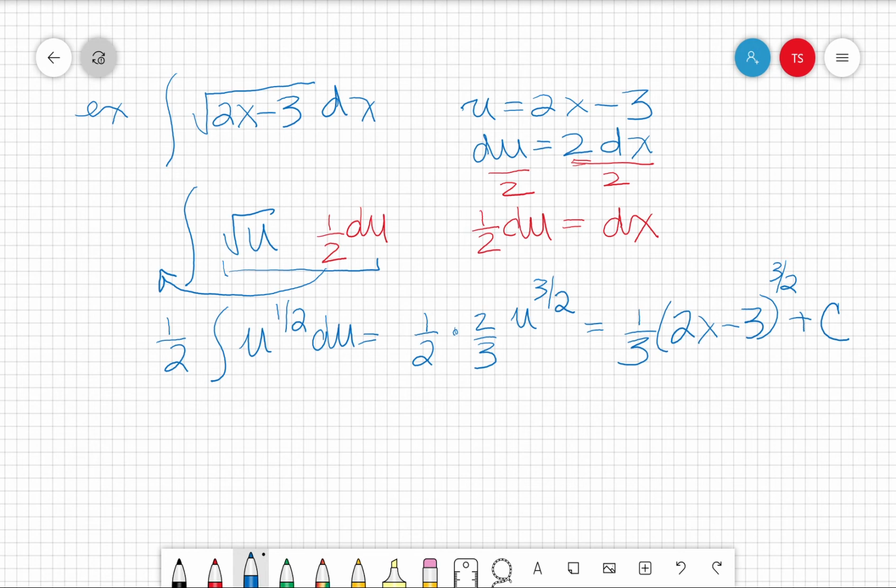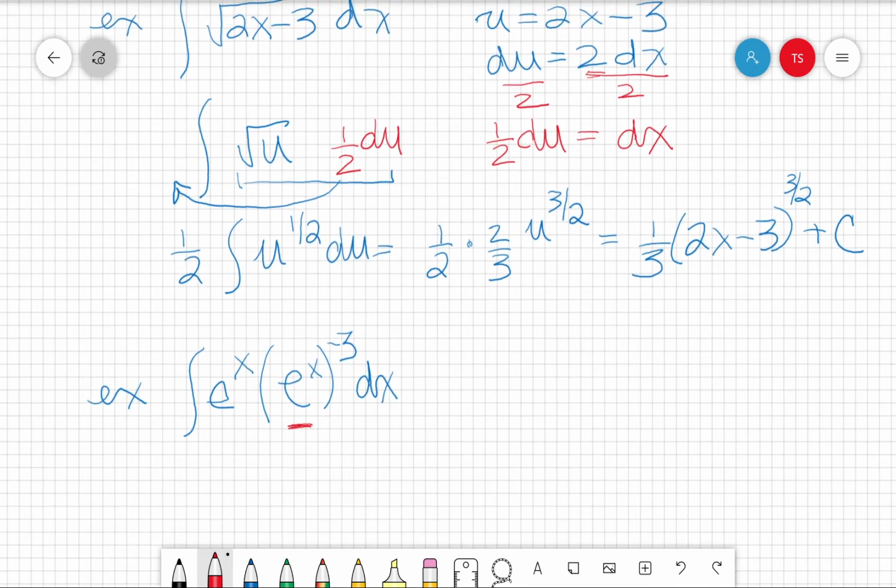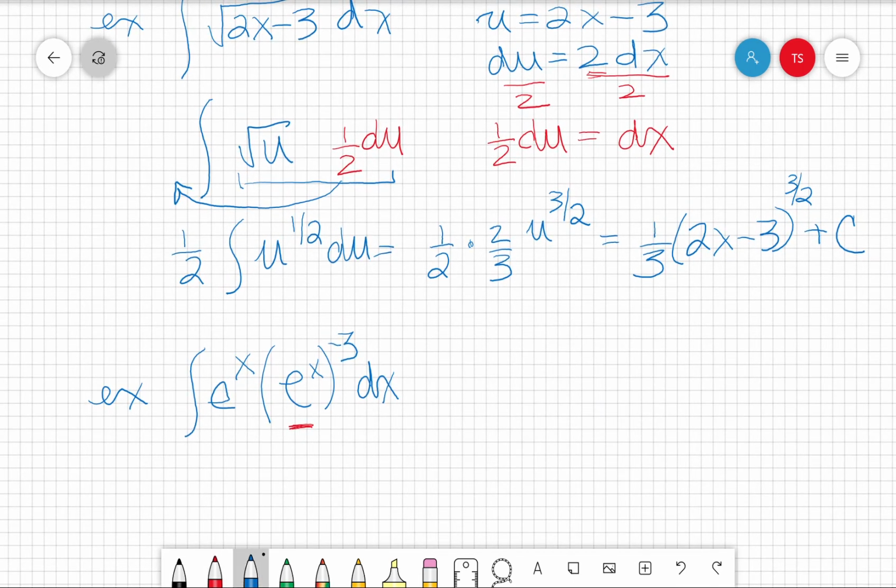So let's say, for example, I have the integral of e to the x times e to the x to the negative 3 power dx. So here's my grouping symbol, these parentheses raised to the negative 3. So that's what I'm going to make my u.